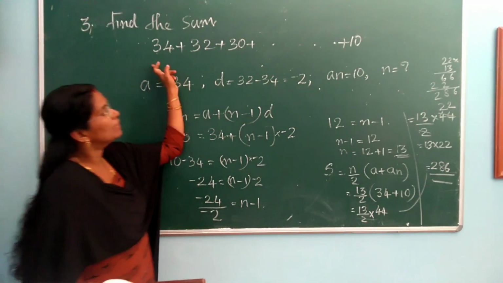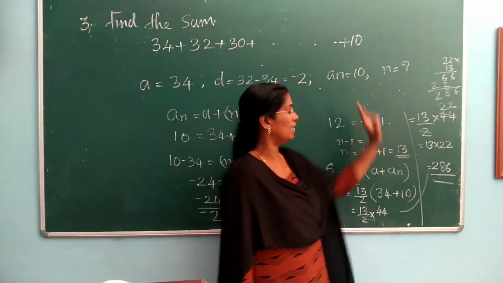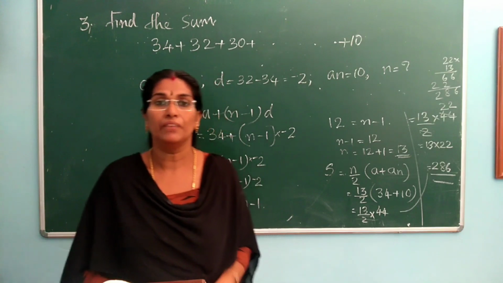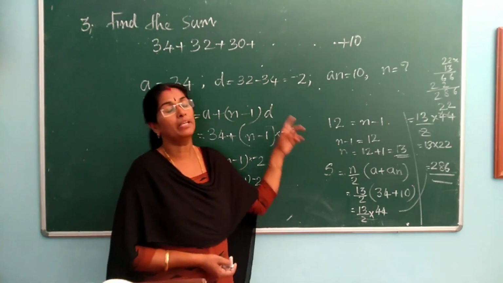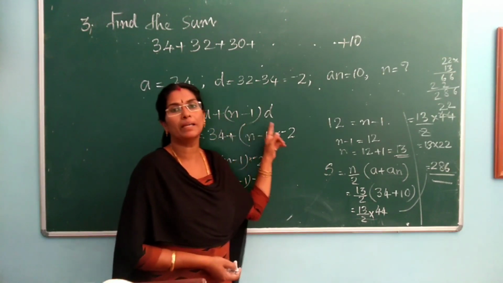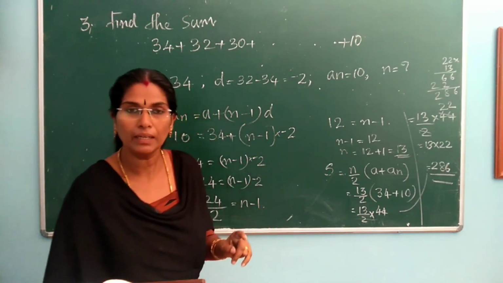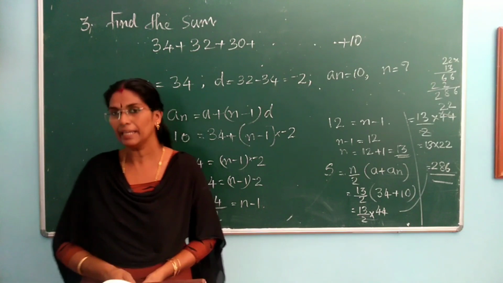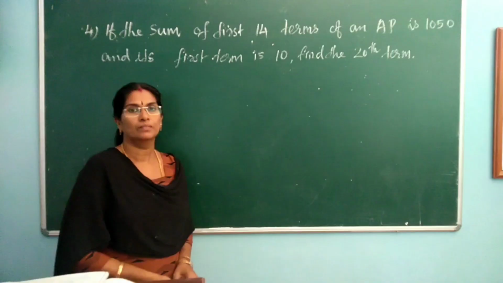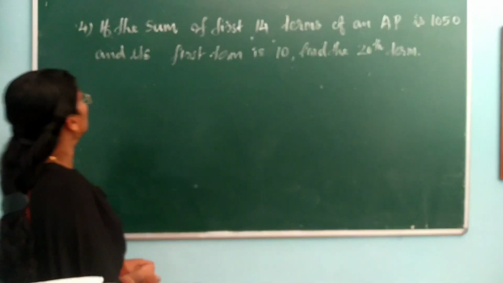Find the sum. If the last term is given, we apply this formula. But here n is not given. We have to find n by using the formula n is equal to a plus n minus 1 into d. Okay, clear? First we are finding n. After that we are finding the sum. Okay. Read this question.